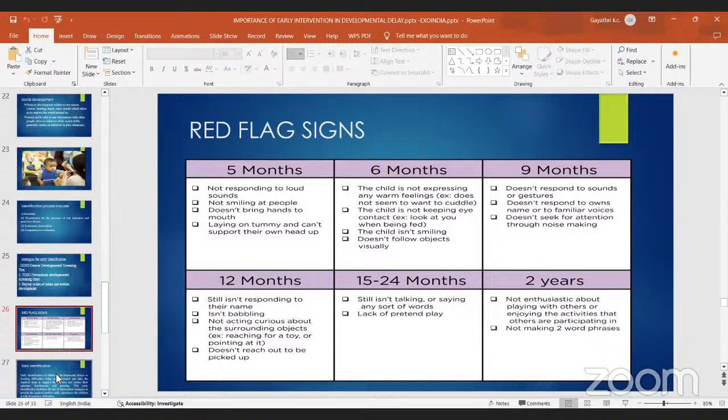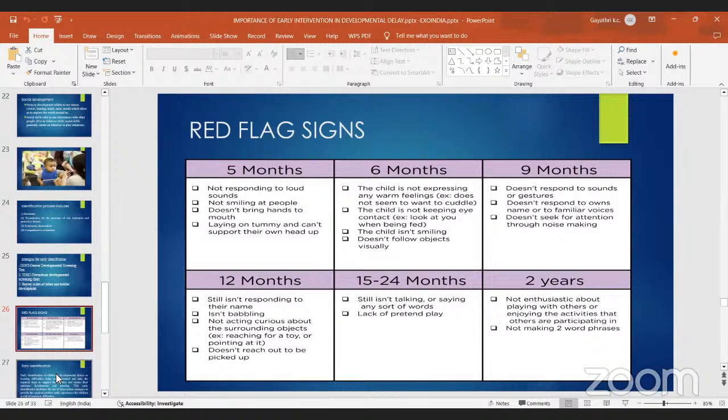At 12 months, check whether they respond to their name. This is very important. If the baby doesn't recognize their name by the first birthday, we want to take care of the baby. The baby's brain development starts with recognition of their name.